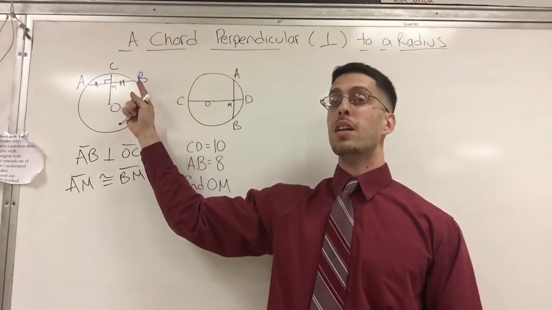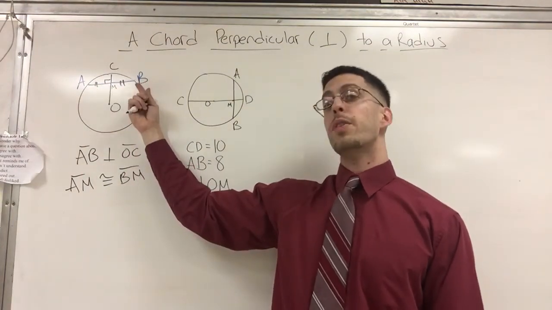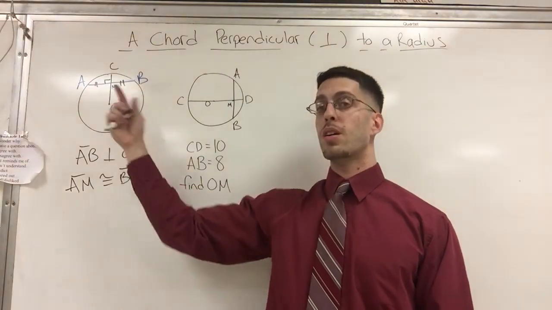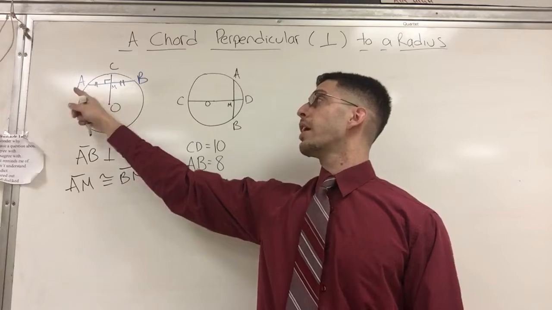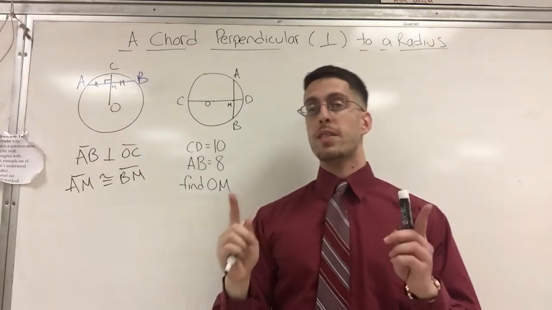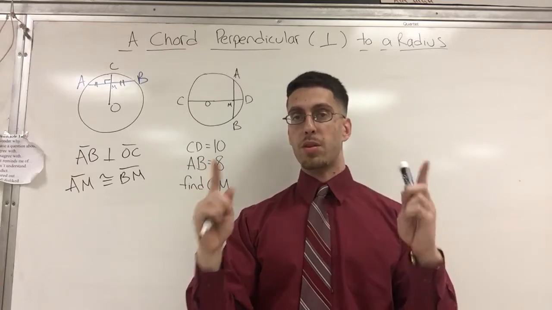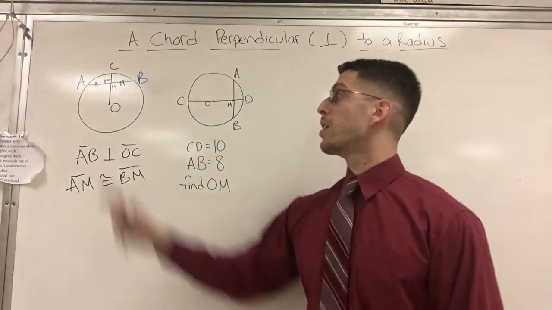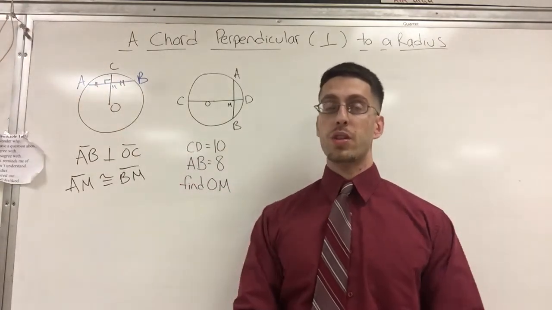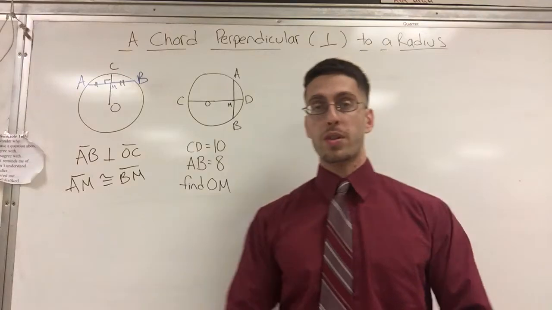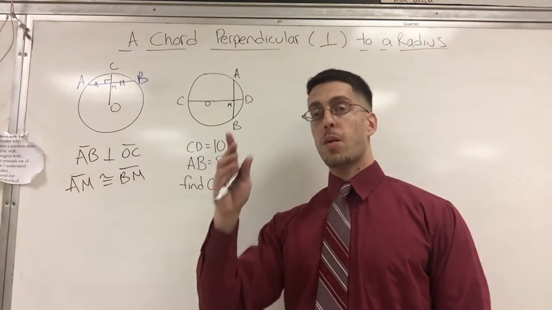So if AB was 10, AM would be, that's right, 5. If AB was 50, AM would be 25. If AM was 7, AB would be twice that, 14. So half, double, double, half. All right? If AB was 7, AM would be half of that, which is what? 3.5? Don't be scared of decimals. And this is only true again if they are perpendicular.